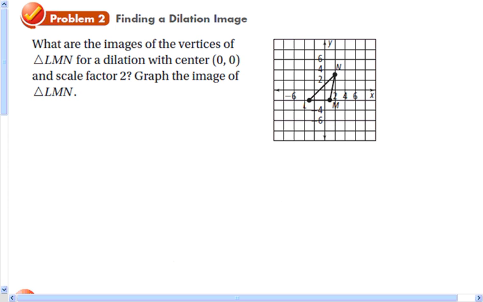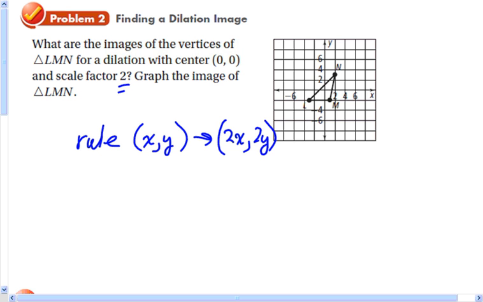All right, what are the images of the vertices of triangle LMN? For a dilation with center 0, 0 and a scale factor of 2, graph the image of triangle LMN. What we're going to do here is first write down our dilation rule. Since our scale factor is 2, we know that for each of the coordinates x and y, the image will follow the rule 2 times x, 2 times y. If we write down each of the points, M is 1, negative 2, L is negative 3, negative 2, and N is 2, 3.